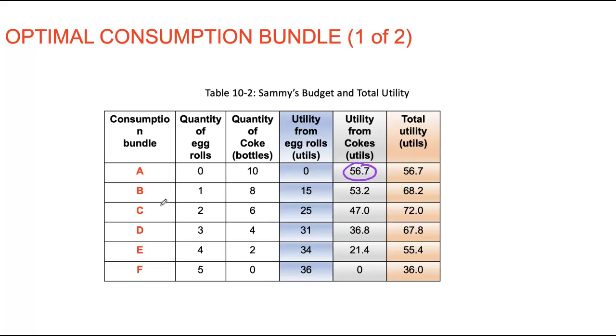Likewise, for any given consumption bundle, look at the total quantity consumed of each good, look at the corresponding total utility from that consumption for each of these goods, sum them up, and you'll get your total utility for the consumption bundle. So this is utility from each of these goods, and the last column is total utility for your consumption bundle. The consumption bundle which is maximizing our total utility is bundle C, where the combination is 2 egg rolls and 6 Cokes. So that's our utility maximizing choice.